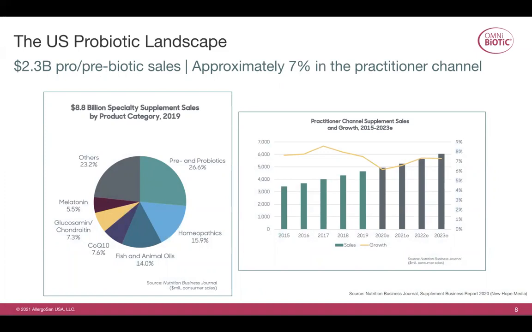So the US probiotic landscape, the supplement sales in the US are a huge business. This is a graphic from 2019. In the next slide, we'll look at 2020 and 2021. Of the $8.8 billion, roughly 27% of it went to pre and probiotics. You can see that in that pie chart. And the second graphic on this slide, we can see that practitioner supplement sales are actually forecasted to go down. Currently, this accounts for only 7% of sales in this arena.